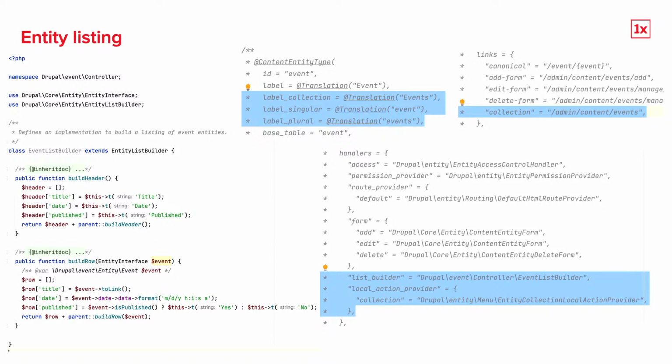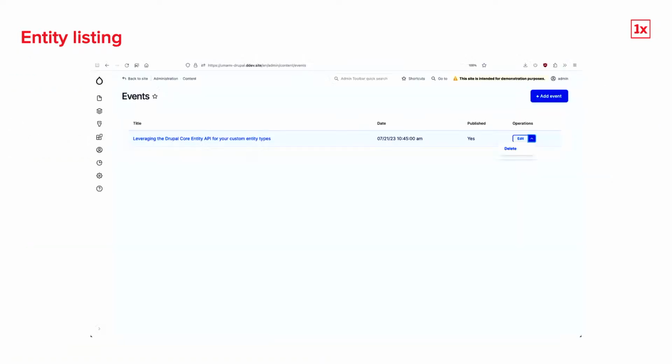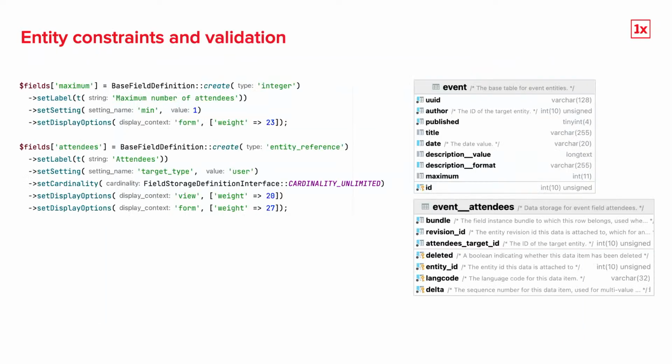And then we also define our list builder, and we define the path to it. And that's how the overview would look. As a starter, we have the edit and the delete operations here. The entity is listed with the date and the published state.